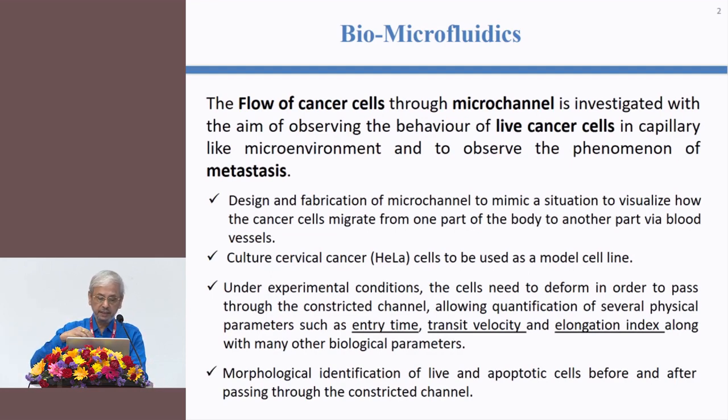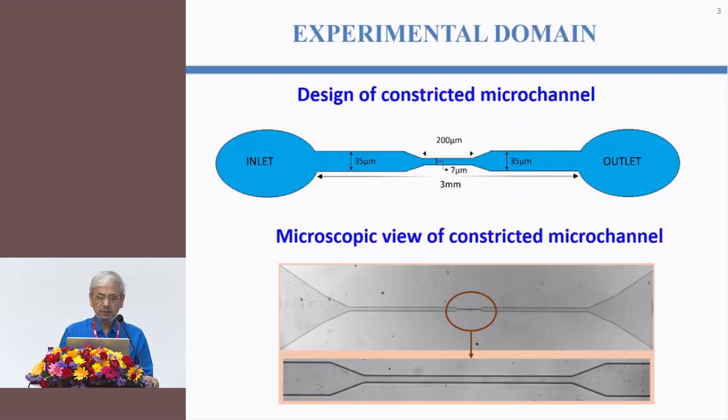So, as I said, in this first part, we will show basically these underlying themes: entry time, transit velocity, elongation index, etc. of cancer cells. So, this is the schematic. You can see that our whole focus will be on this part. This entire length is, as you can see, 3 millimeter, and this part is 200 micrometer, and the diameter is 7 micron.